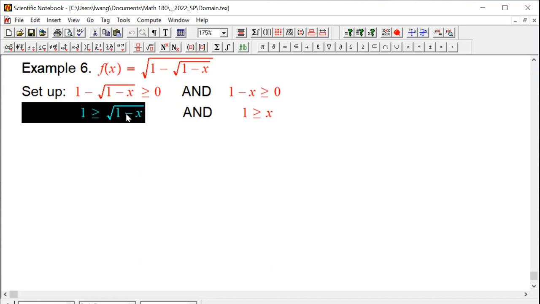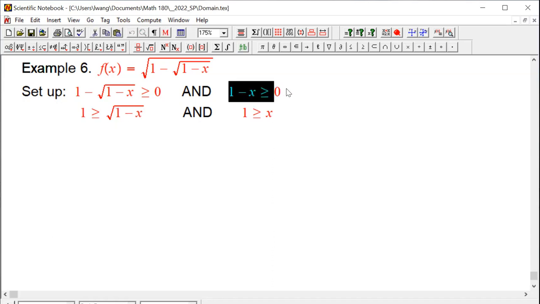So what we do here is that we're going to square both sides. Both sides are non-negative, because the domain requirement is already satisfied. So we can square both sides. So we get 1 squared greater than or equal to, and this piece is being squared.